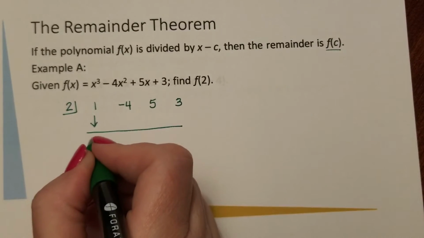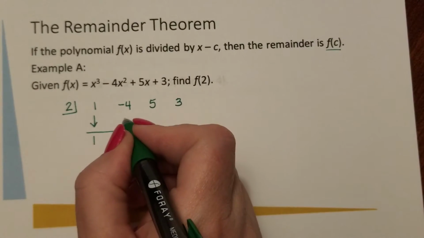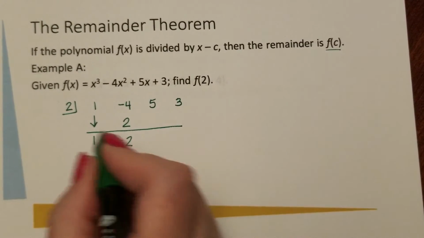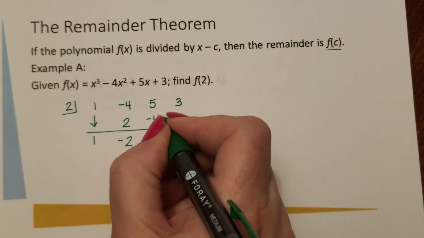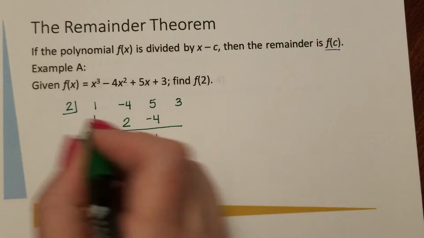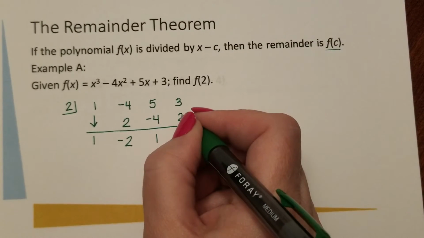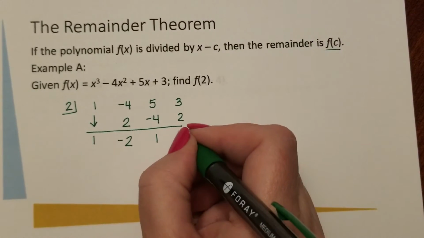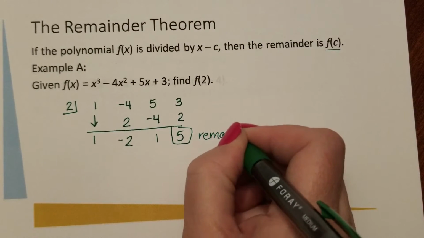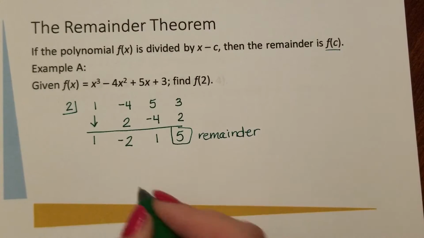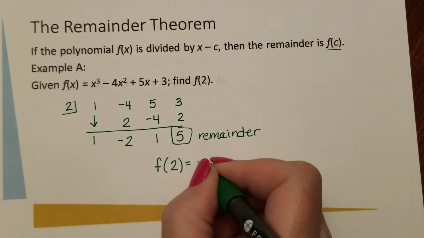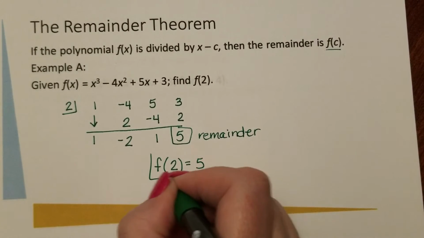Drop the 1. 1 times 2 is 2. Negative 4 plus 2 is negative 2. Negative 2 times 2 is negative 4. 5 plus negative 4 is 1. 1 times 2 is 2. And 3 plus 2 is 5. And this is the remainder. So I can state that f of 2 is equal to 5.